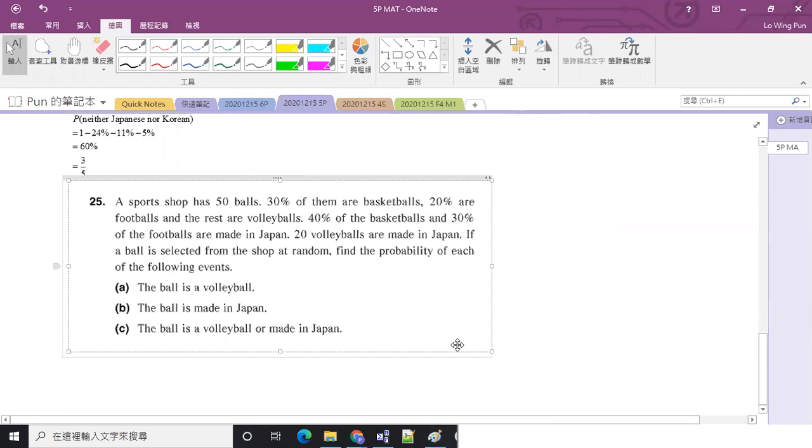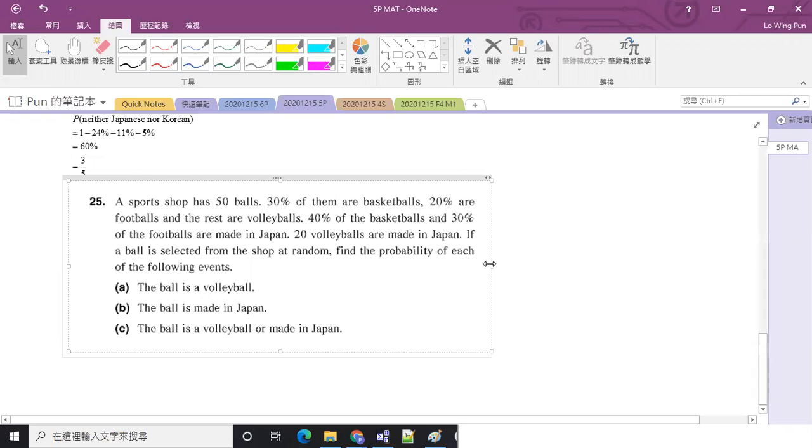At 25, a sports shop has 50 balls. 30% of them are basketballs, 20% are football, and the rest are volleyballs. 咁而家有3種嘅波啦，籃球啦、足球啦同埋排球啦，係嘛？Okay, 40% of the basketballs and 30% of the footballs are made in Japan. 20 volleyballs are made in Japan. If a ball is selected from the shop at random, find the probability of each of the following events.